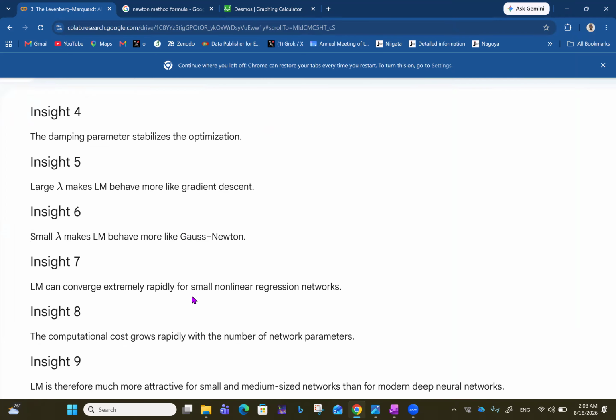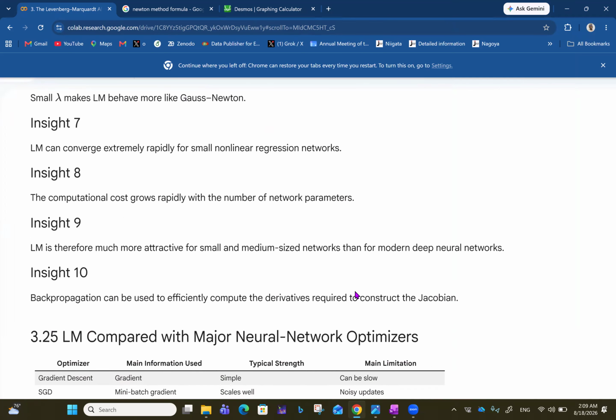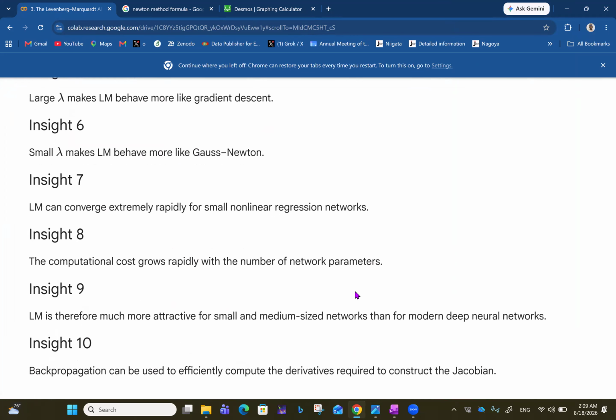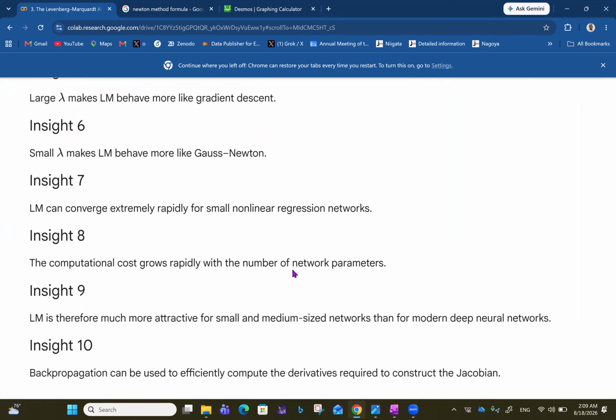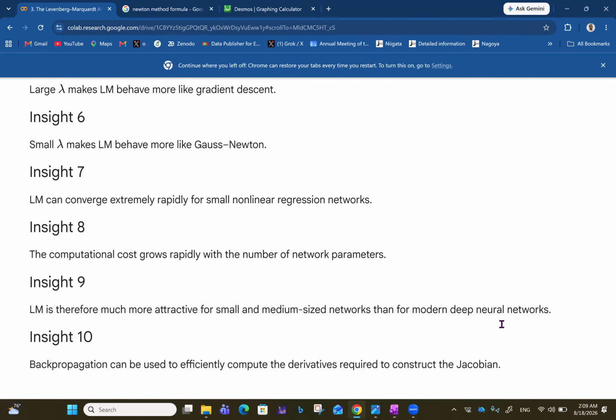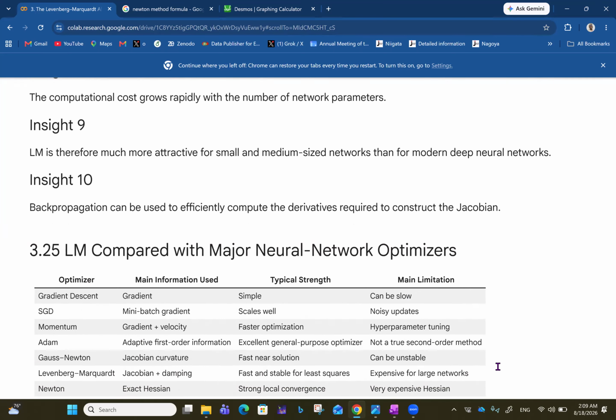Then LM can converge extremely rapidly for small nonlinear regression networks. Then insight eight, computational cost grows rapidly with the number of network parameters because we are taking J transpose J, so it's like easily squared. LM is therefore much more attractive for small and medium-sized networks than for modern deep neural networks. So LM is not advisable for modern deep neural networks that contain tons of parameters. Then backpropagation can be used to efficiently compute the derivatives required to construct the Jacobian.